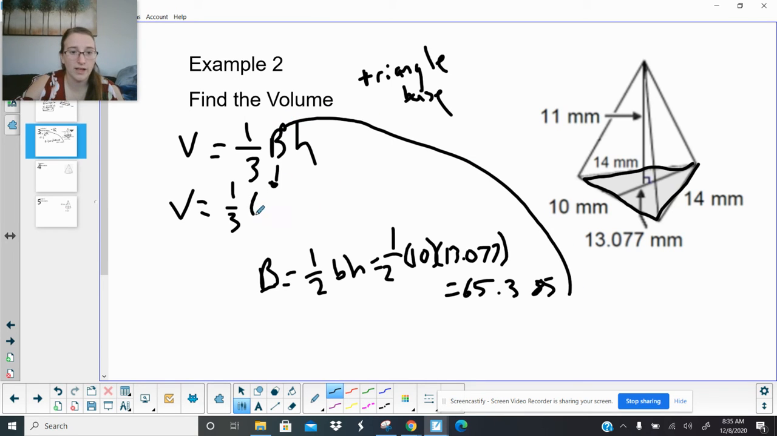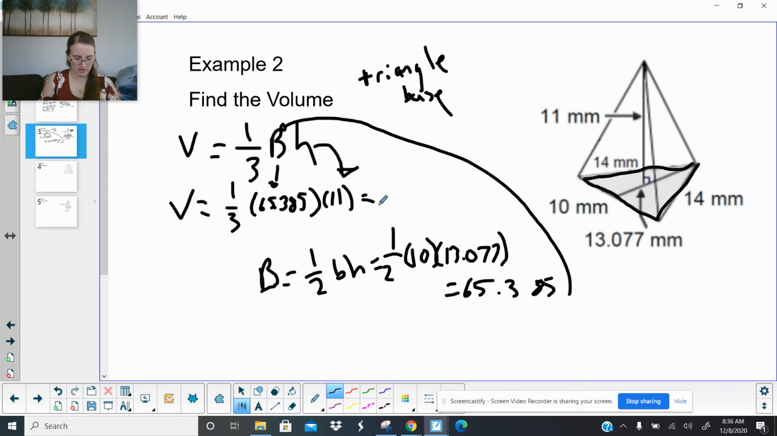So let's finish this off here. We have 65.385. Now, this height, once again, now that we are back to talking about the volume of the pyramid itself, refers to the height of the pyramid. So looking at the picture, what is labeled as the height of the pyramid? 11. This 11 coming up is the height of the pyramid itself. Once again, that height referred to the height of the triangle base. This height refers to the height of the pyramid. So 11 is going to go there.